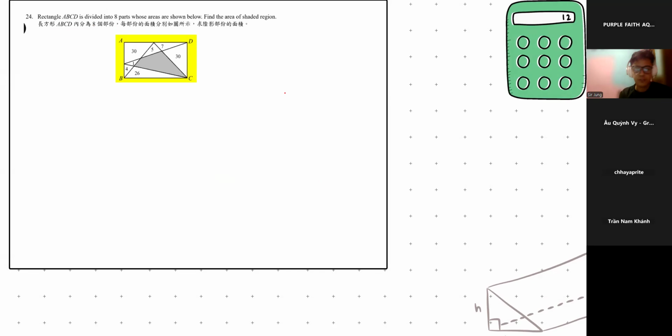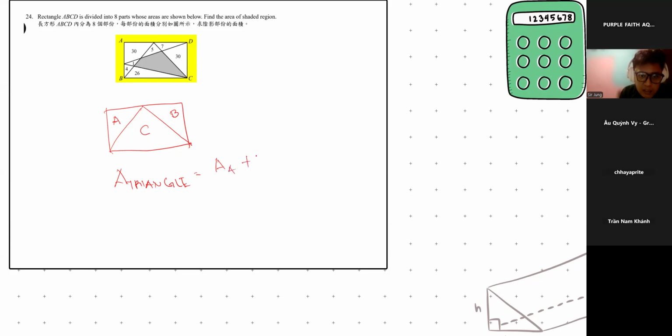So number 24. Okay, how do you solve this one? You really need to know the postulate. I think it's, no, the theorem for this one. The theorem is that if you draw, let's say, a rectangle, and you have an inscribed triangle inside the rectangle, the sum of the areas of area A and area B is equal to the area of the triangle. So the area of the triangle is equal to the sum of area A and area B.